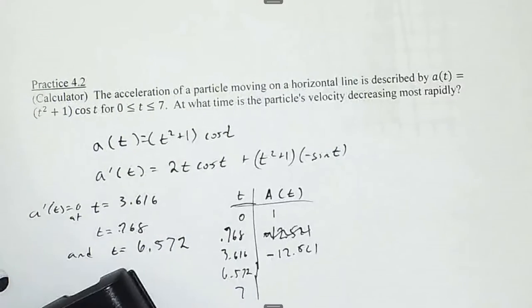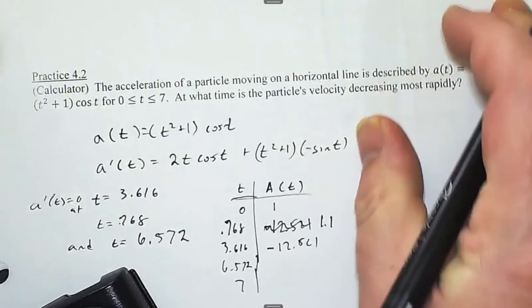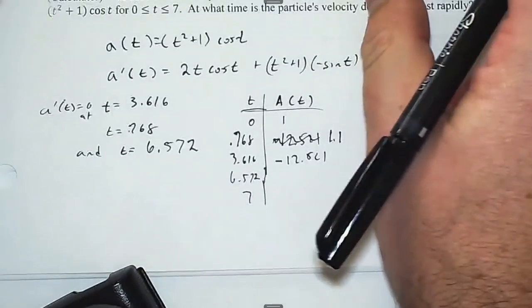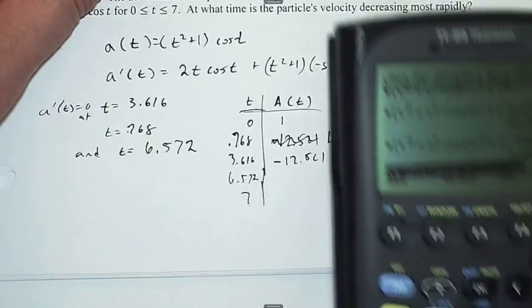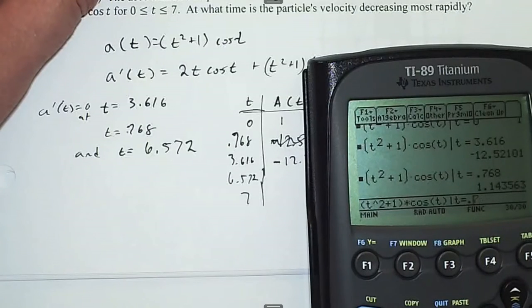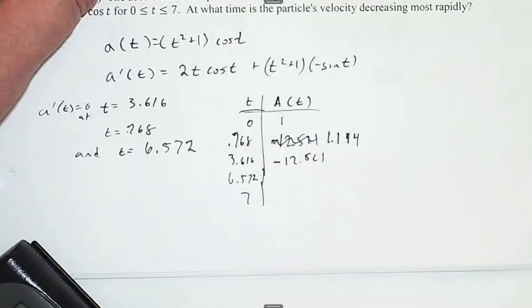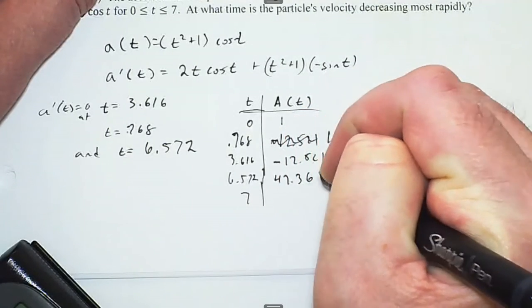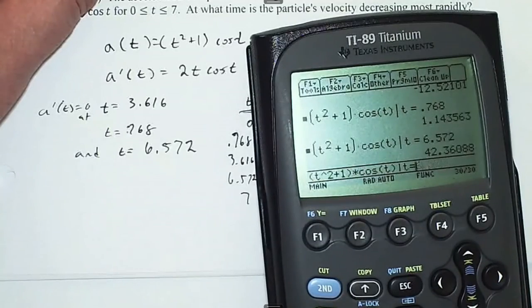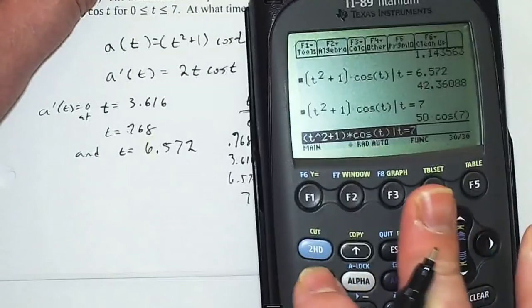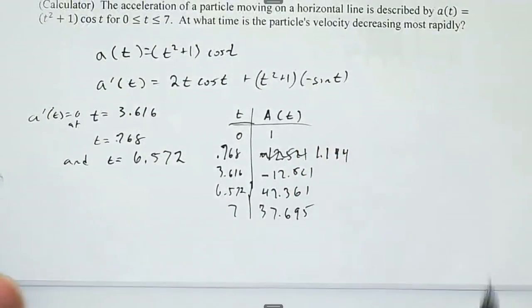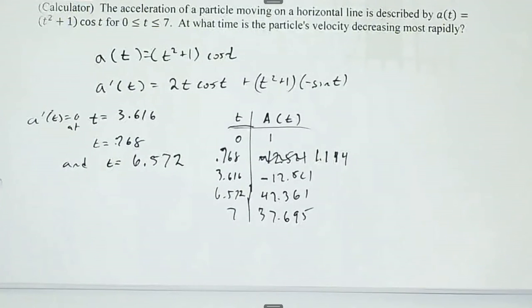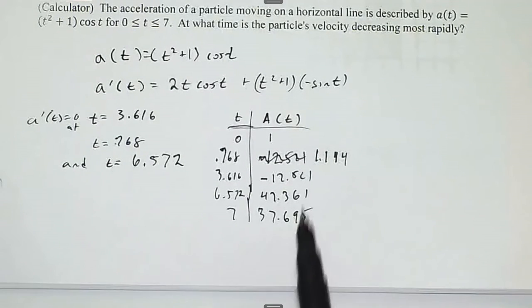0.768. 1.1. 1.144, it looks like. All right, next we'll do 6.572. Oh, that one's big. 42.361. And finally, we'll do the other endpoint of 7, and that's, oops, I don't want that. There we go. 37.695. So the velocity is decreasing whenever the acceleration is negative, and it is most negative.